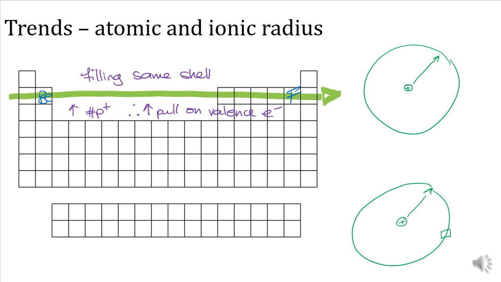As we move down a group, though, I am adding shells. Therefore, my radius is much larger as I move down a group.